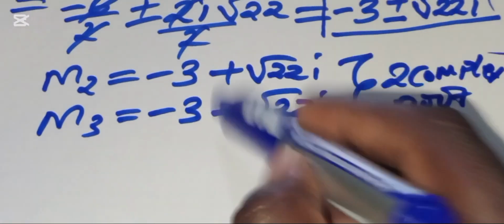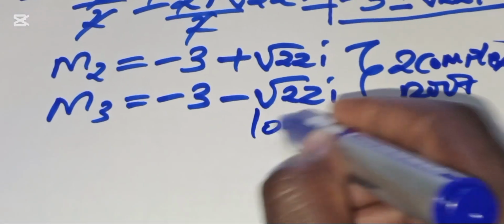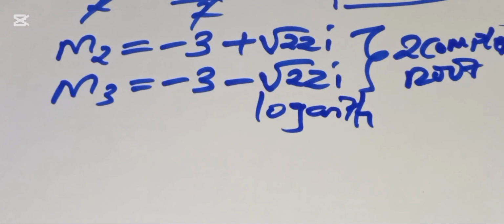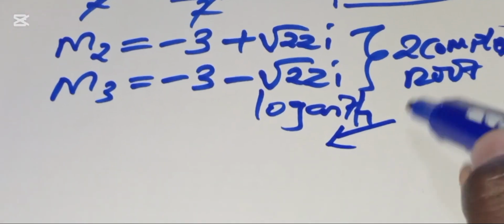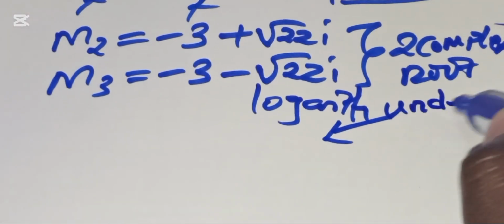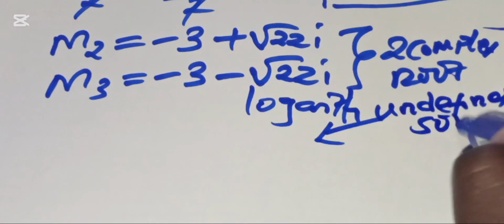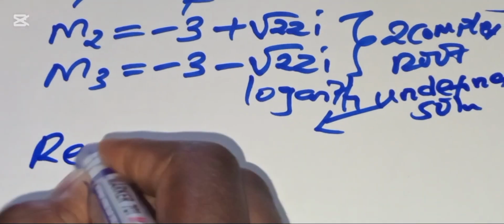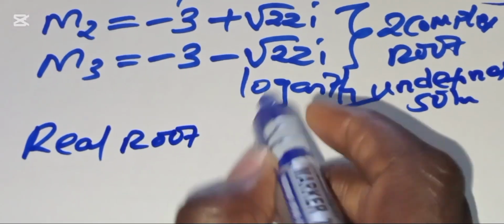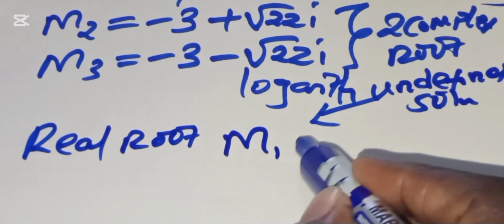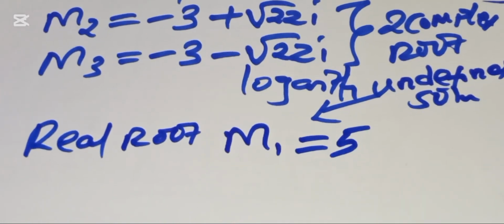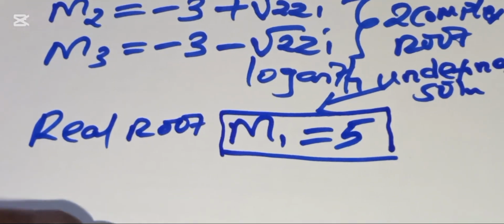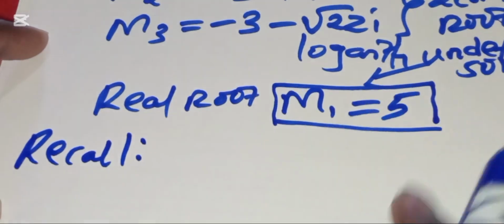Therefore, if we take the logarithm of these complex roots, we will not get a defined solution. In other words, we get an undefined solution. So we have only one real root, or real solution, which is m1, equal to 5.